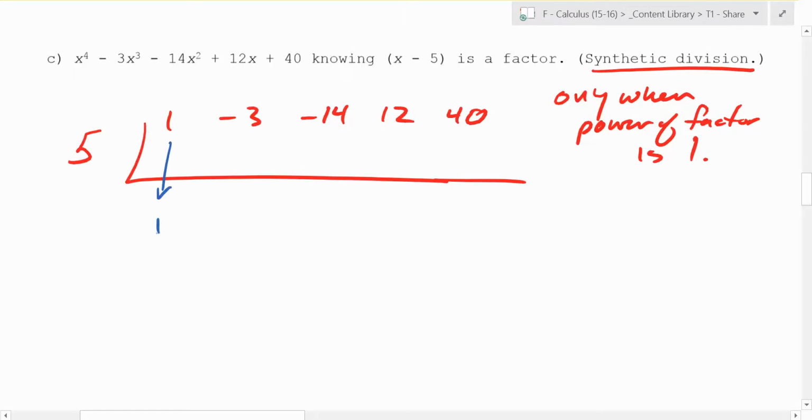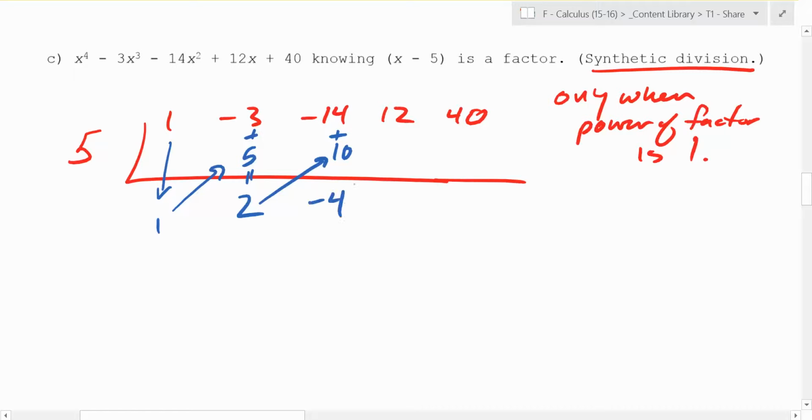So this goes down in 1. Now you multiply, you're going to multiply by the first number a whole bunch. What's 1 times 5? 5. And then you add. What's negative 3 plus 5? 2. So that equals that. You multiply by 5. What do you get? 10. Add them together. What do you get?